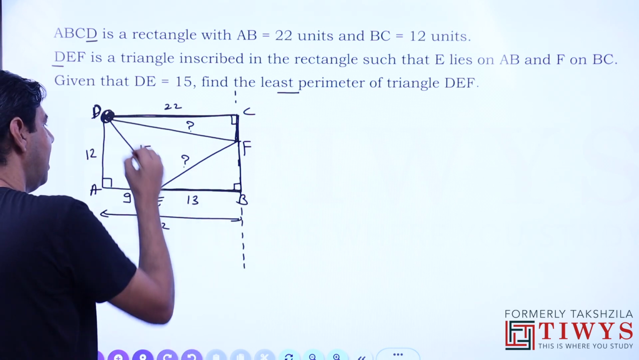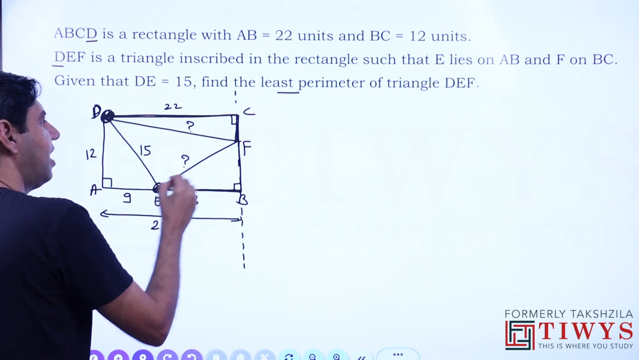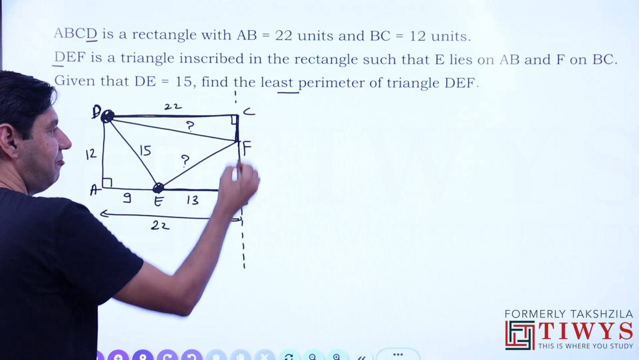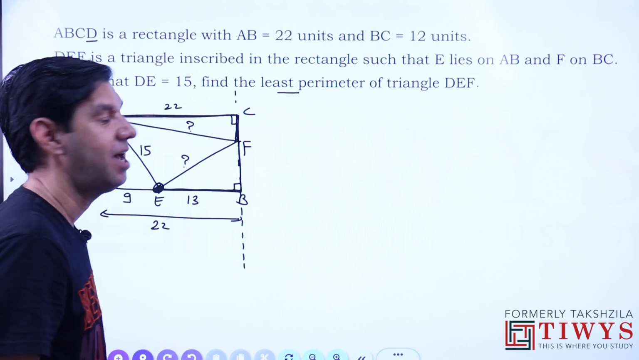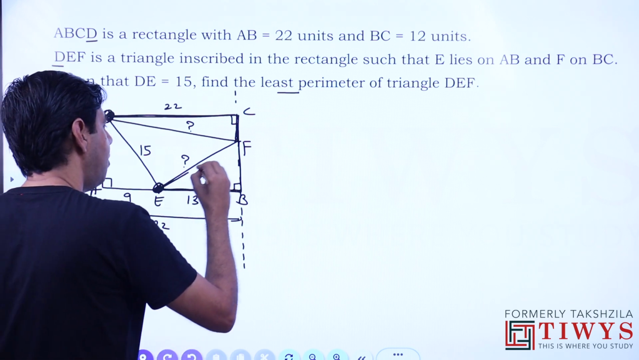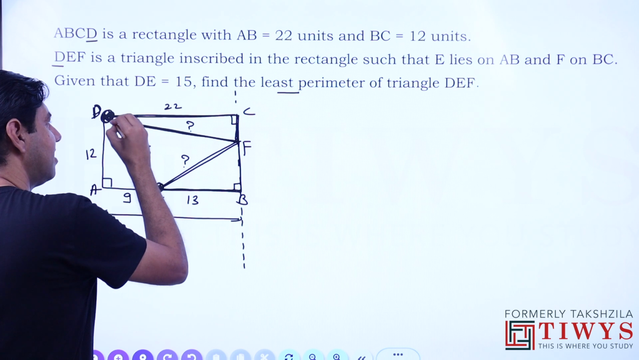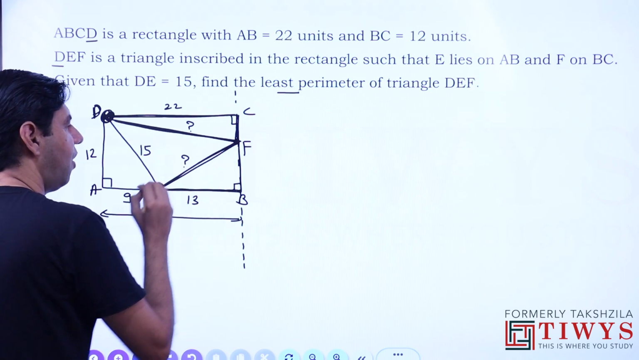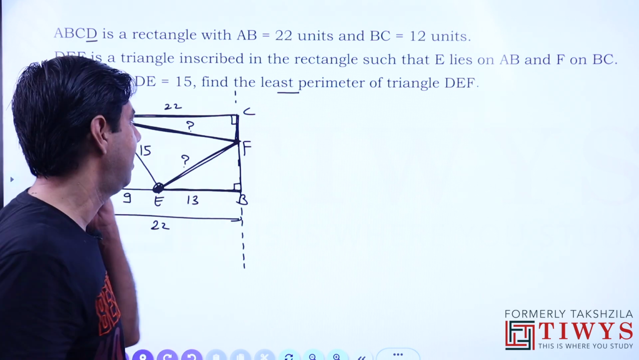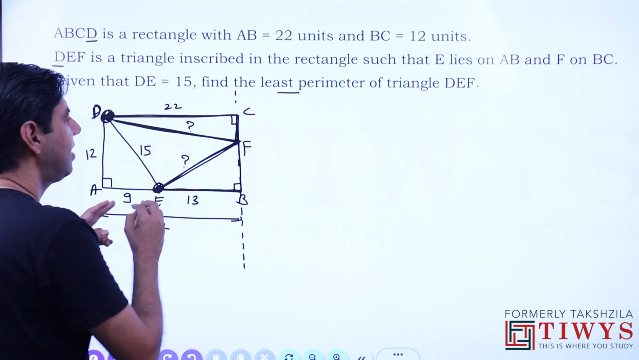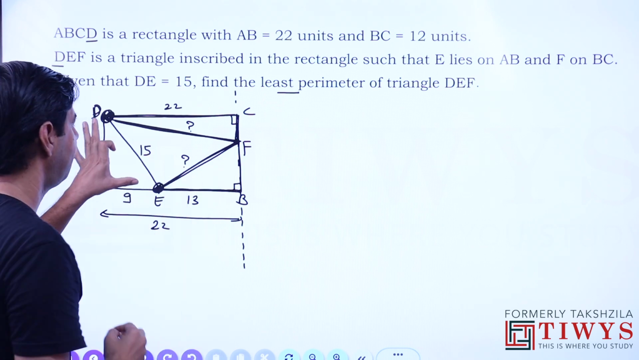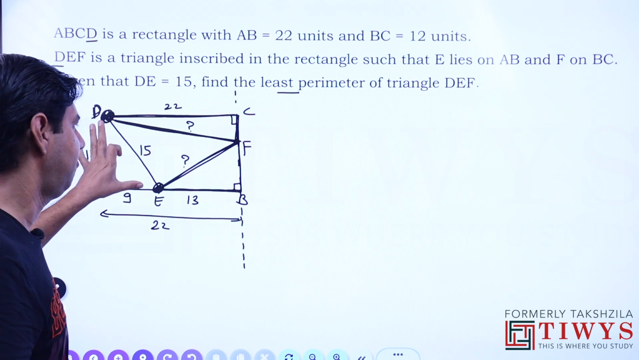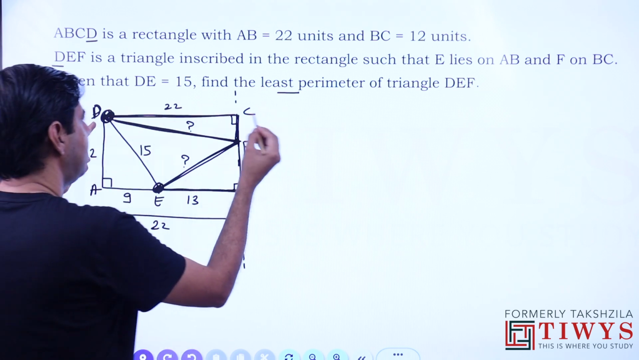You have two fixed points, D and E. Right, now this F point can move. F point can be anywhere on this line, and I want the sum of these as least. That is the general idea. Okay, and the way to handle it is take the mirror image of any of the fixed points. Any of the fixed points. Okay, I'll take the mirror image of D.